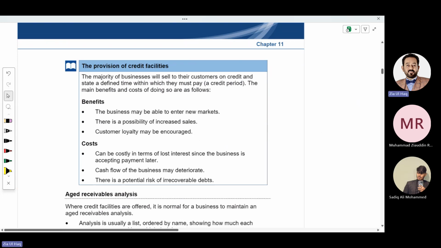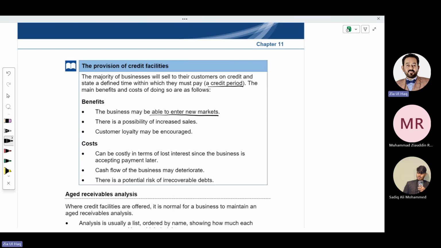Why does a company provide goods on a credit basis? What are the benefits if a company provides goods to customers on credit? The business may be able to enter a new market. Maybe you have started a new business and there are no customers, so you will attract customers. How? By asking them to buy goods on credit: buy now, you can pay in future. Through this credit policy, the company can attract customers.